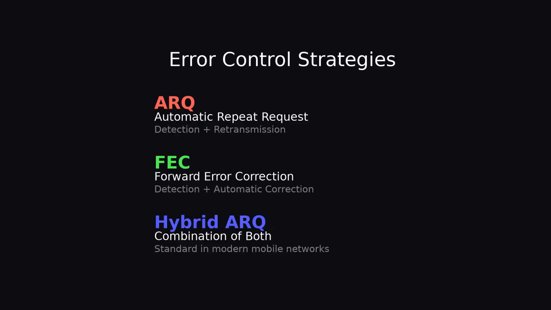How do we handle an error once we find it? We have three main strategies. Automatic Repeat Request, or ARQ, detects the error and asks the sender to try again. Forward Error Correction, or FEC, is more proactive. It includes enough extra information to fix the error on the spot without asking for a resend. Finally, Hybrid ARQ combines both, using FEC for small fixes and requesting a repeat only for the big ones.